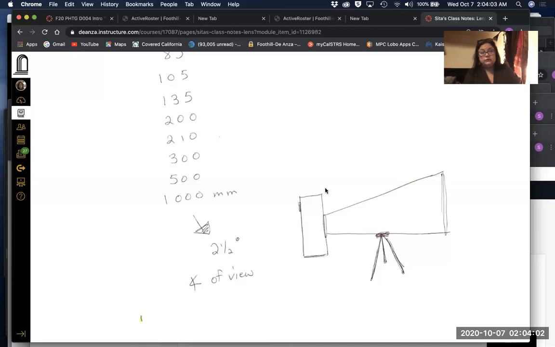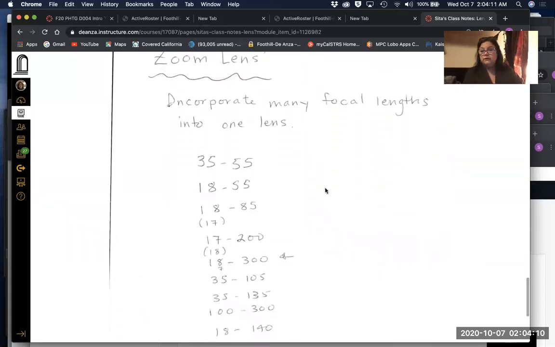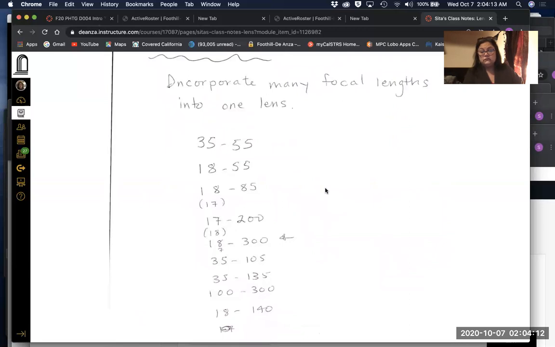Which brings me to the subcategory of lenses, zoom lenses. Zoom lenses incorporate many focal lengths into one lens. And so they're very, very convenient because, as you can see here, I've given some examples of different configurations, but you can buy one or two lenses and those will give you a multitude of focal lengths.